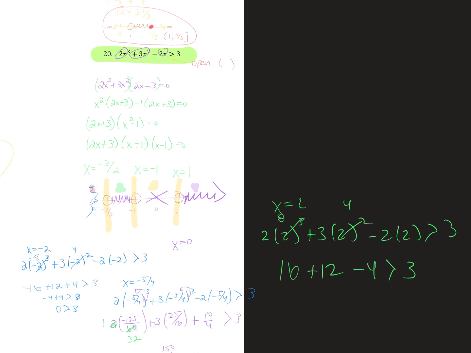So your interval notation would be from -3/2 to -1, union 1 to infinity. Anytime you have an inequality that is cubed, you're going to have an interval notation that looks something like this. You're going to have a piece that works here and a piece that works there. So make sure you guys are on top of that.